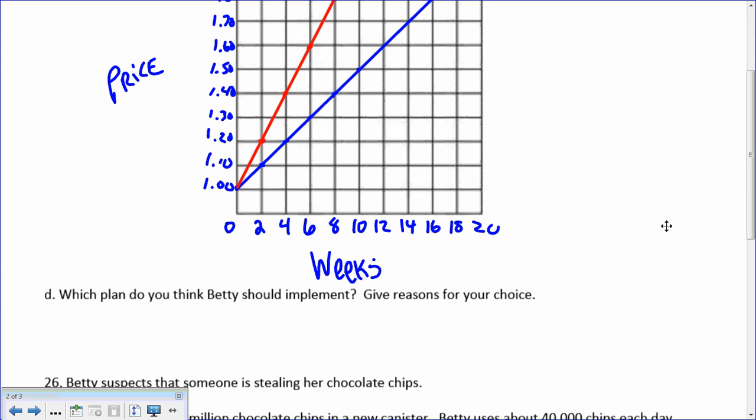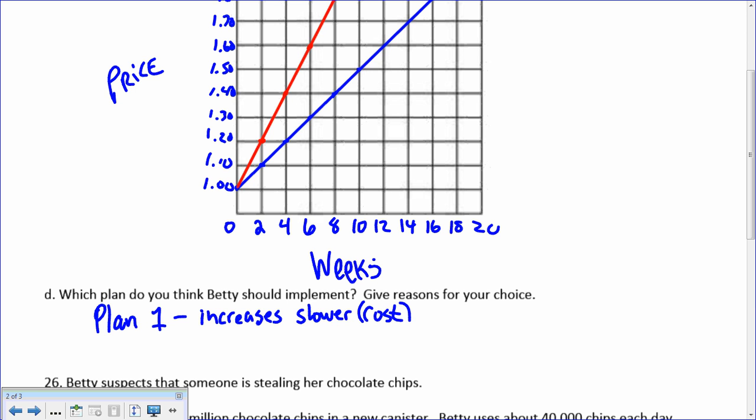So, ladies and gentlemen, how many people thought plan 1 was the better plan? Nobody? Nobody in the whole room thought plan 1 was better. Okay, so what was your reasoning for plan 1 being a better plan? Probably won't lose any customers. Why? Because it's not 10 cents. Okay, so it increases slower. You have a slower increase in the cost, right?